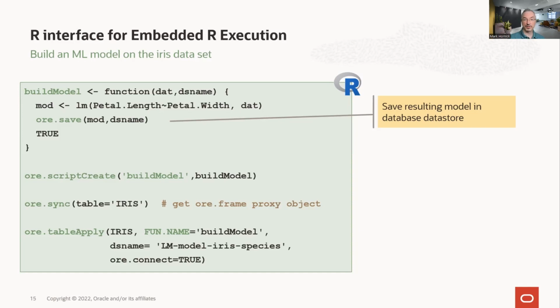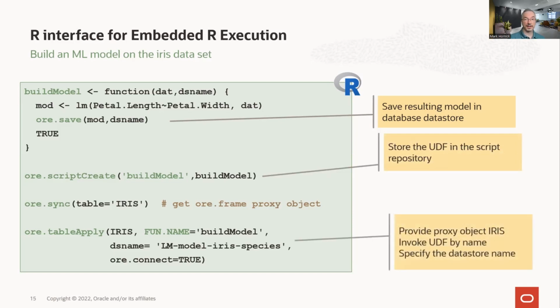Next, create our UDF in the script repository and get a proxy object to the iris table. Then we invoke ore.tableApply, providing the proxy object iris, the name of the function in the script repository, the name of the datastore under which we'd like to store this model, and to automatically connect to the database from the spawned R engine to access the datastore. The database environment spawns an R engine and loads the UDF and iris data from the database. And when finished, we have our model saved in the database and the R engine is released.